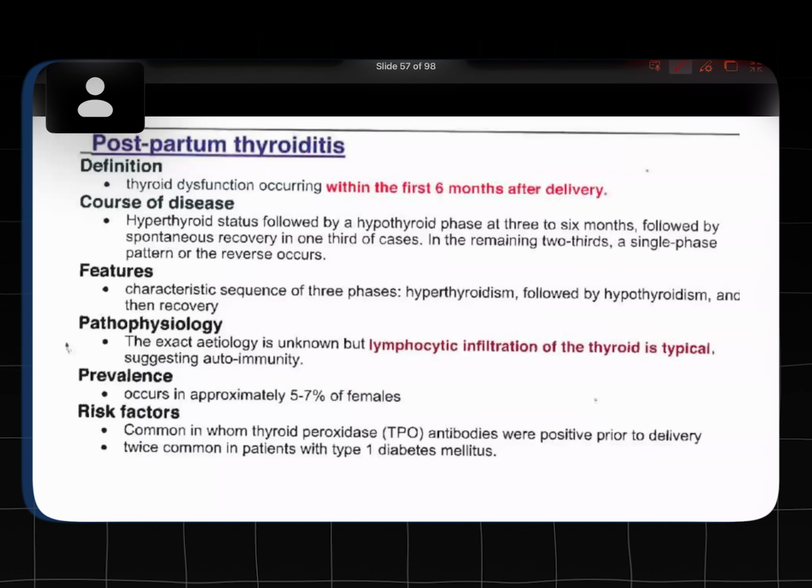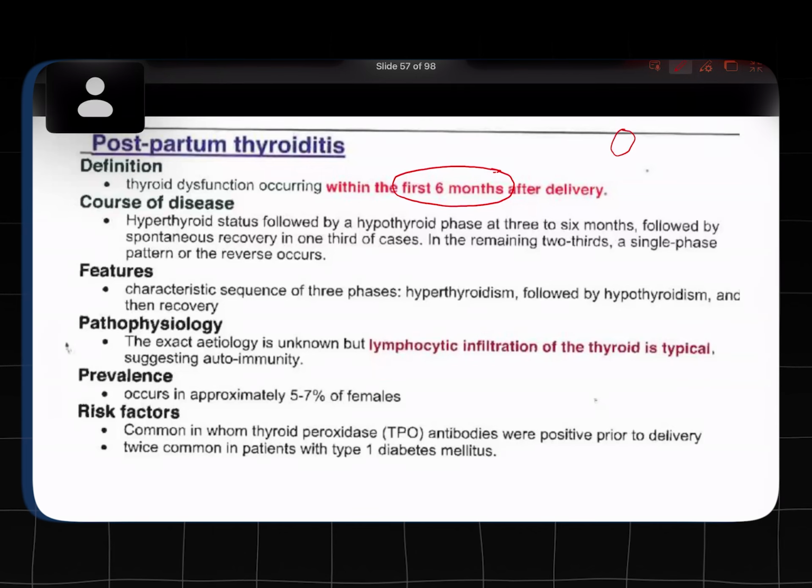What is postpartum thyroiditis? Time frame is within 6 months after delivery. Suppose this is a thyroid gland and thyroid hormone is stored here, and there is an inflammation. So all the thyroid hormone comes out, resulting in a hyperthyroid state.